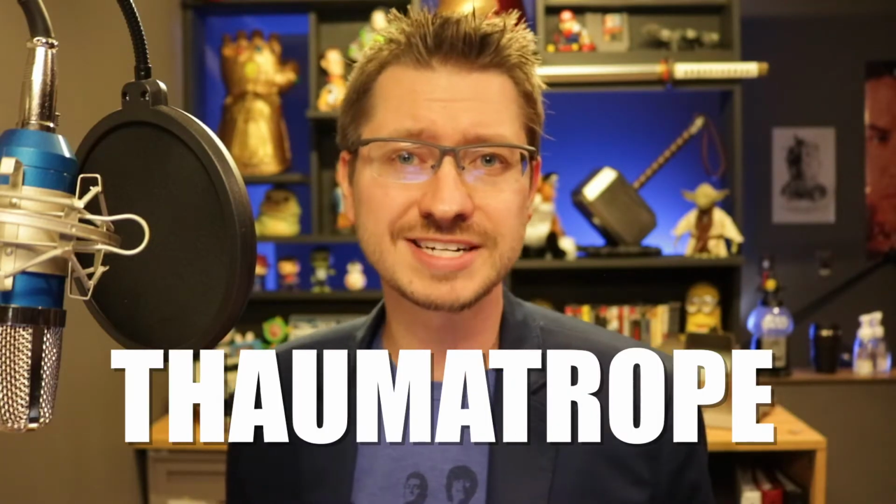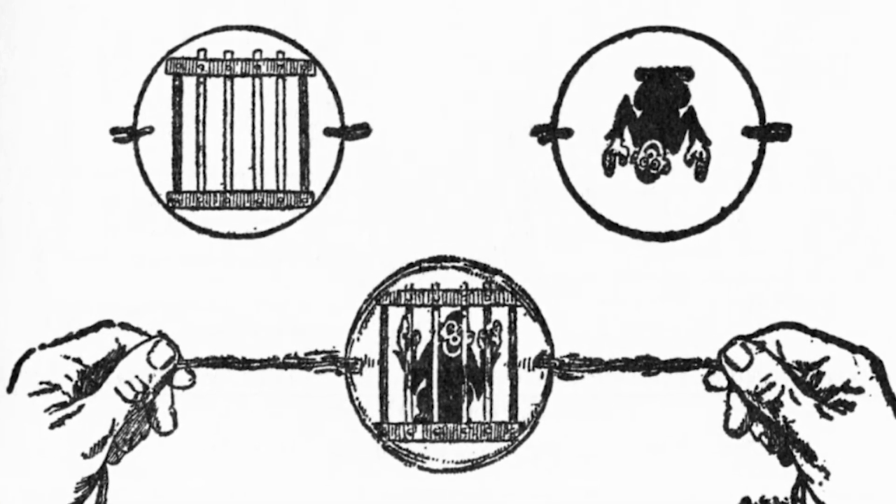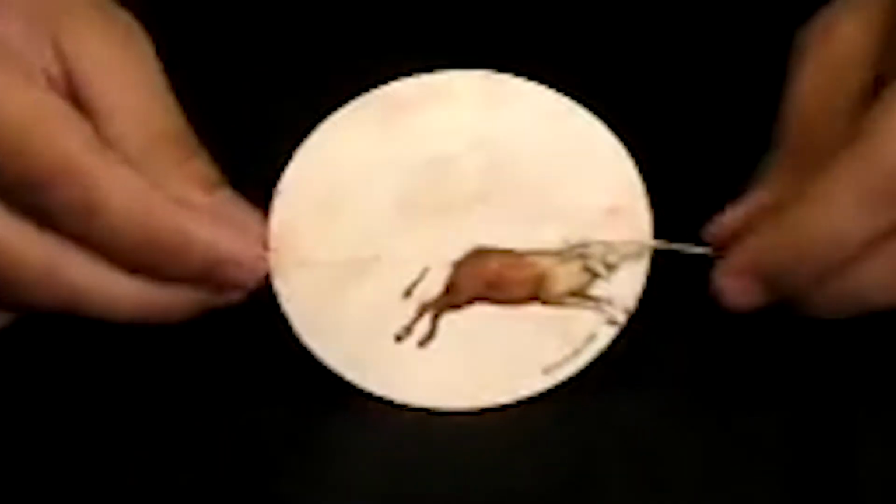The first thing we want to talk about is the thaumatrope. The thaumatrope was developed in 1825 by Dr. John Ayrton. It's basically a disc with strings coming out each side. Each side of the disc has an image, and when you pull the strings, the disc spins and the two images become one, just like the spinning coin.